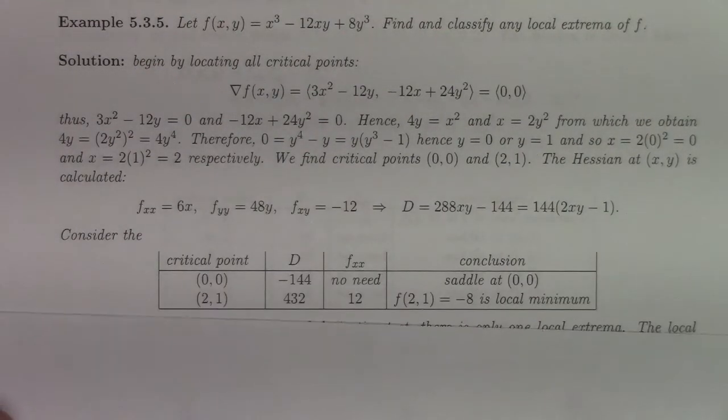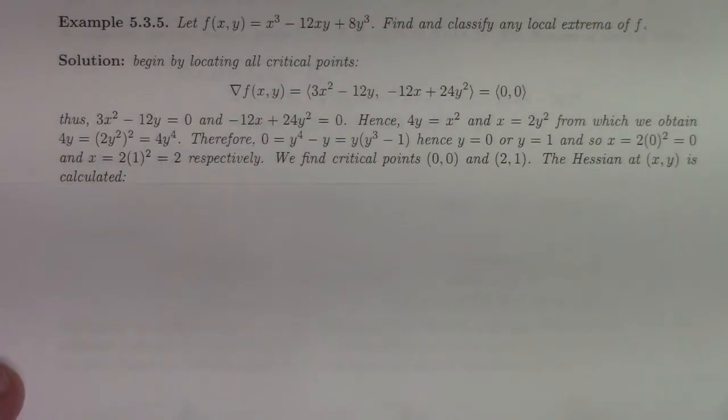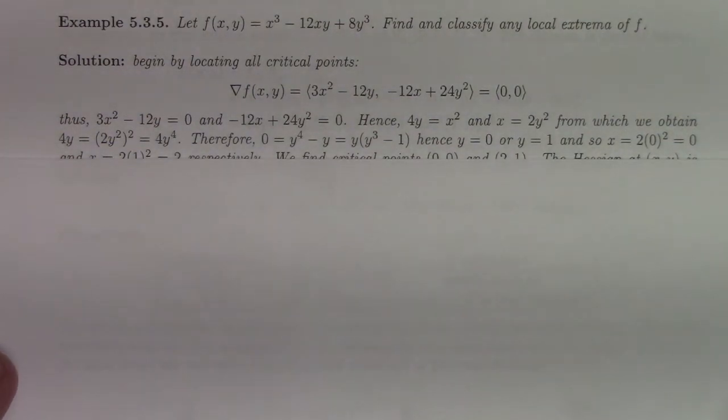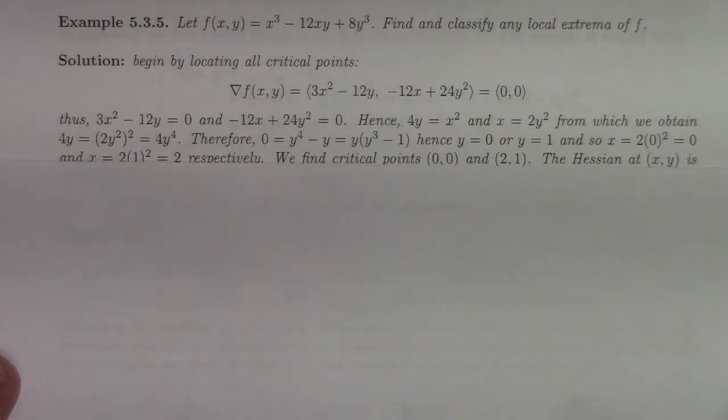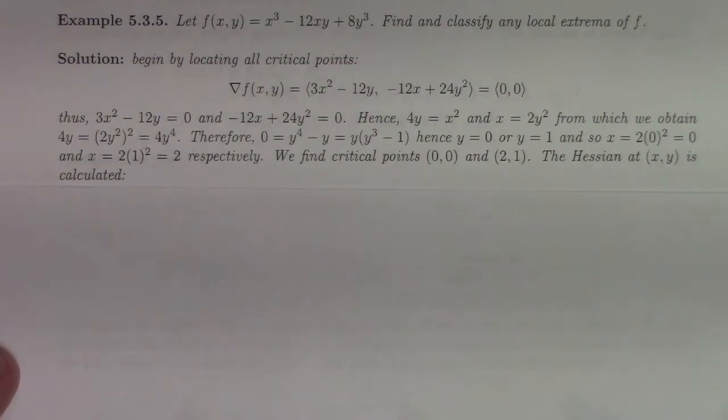Let me see if I have them organized. I got (0, 0) and (2, 1) as critical points, right? Because I get either y equal to 0 or y equal to 1. So x is equal to 0 or 2 respectively. Okay, so anyway, if I could just read my own writing. Critical points of (0, 0) and (2, 1).